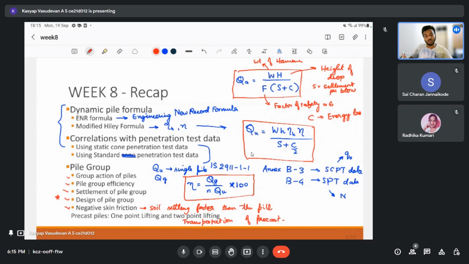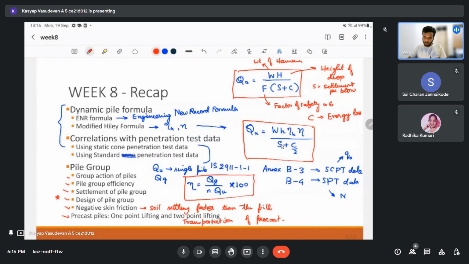However, when we are transporting the precast pile from point A to B, and lifting it in one point lifting or two point lifting, flexural stresses are acting. It will act as a beam because we are giving support laterally, and the self weight will act as a uniformly distributed load. So that will cause flexural stresses. To resist those stresses, we have to give reinforcement accordingly. That is the idea behind one point lifting and two point lifting. That will be discussed more later, as well as laterally loaded piles. So that's how our week ended.